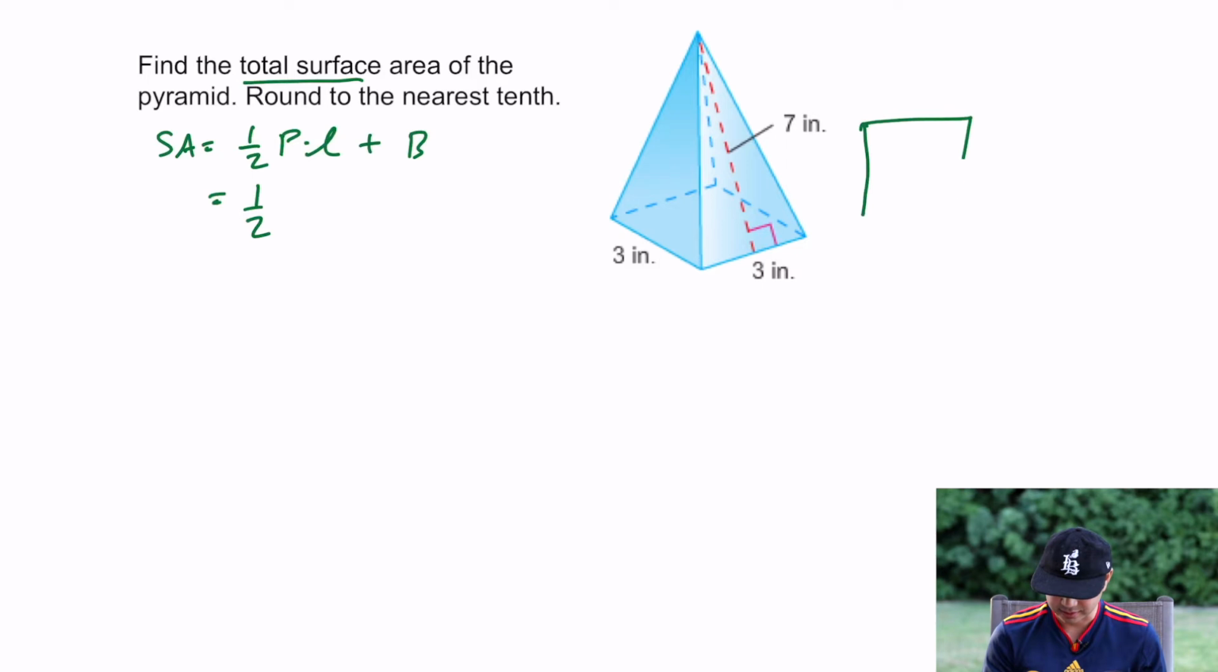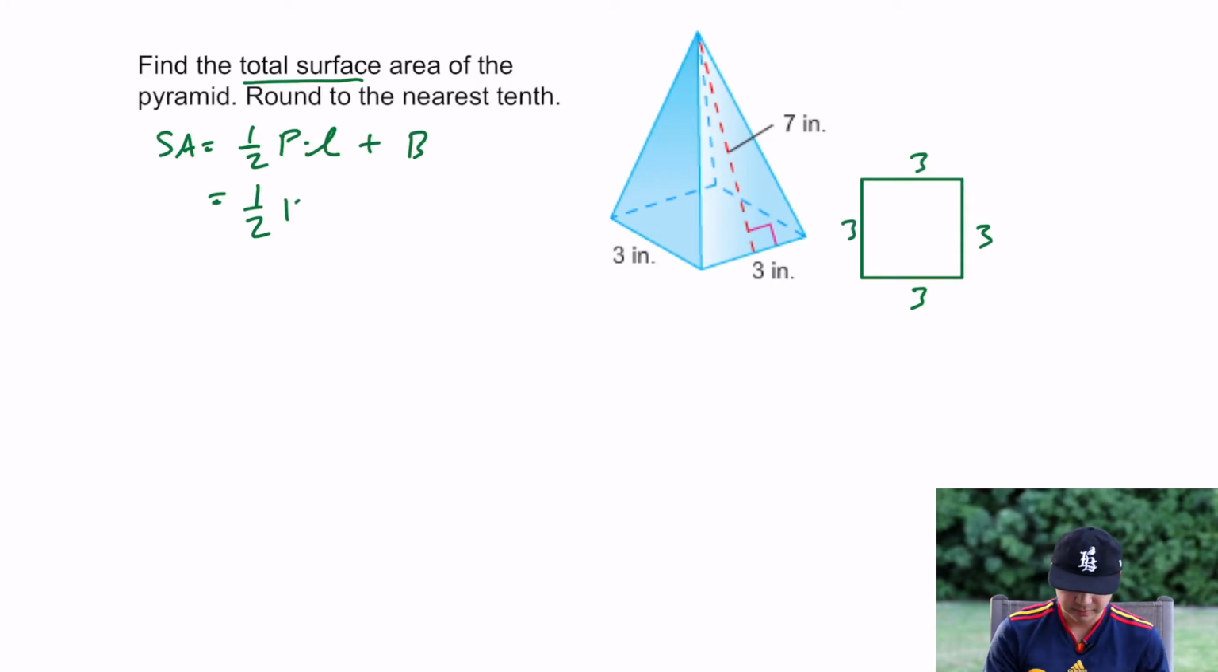I'm going to draw out this square. All right, so I drew out that square. This is a 3 by 3 square. And so if it's a perimeter, there's 3 there and 3 there. That's going to be 12. And then times the slant height, that's going to be 7. So 7 there, plus the base area. 3 times 3 is 9 square inches. So that's going to be plus 9.